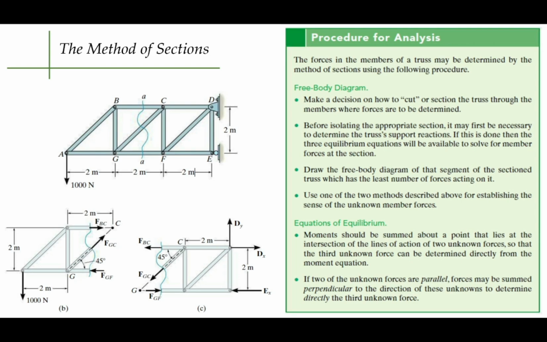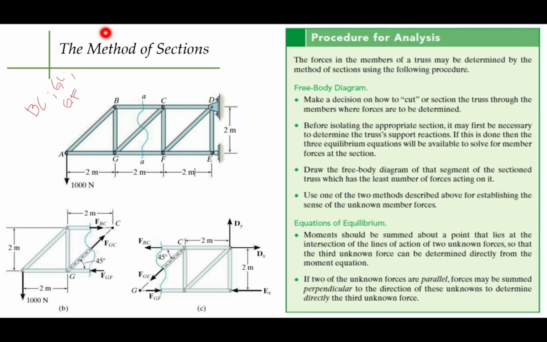Now, first and foremost, you have to make a free body diagram. Make a decision on how to cut or how to section the truss through the members where forces are to be determined. So say for example, in our figure on the left, let's say our task is to find the forces that manifest in BC, GC, and GF.